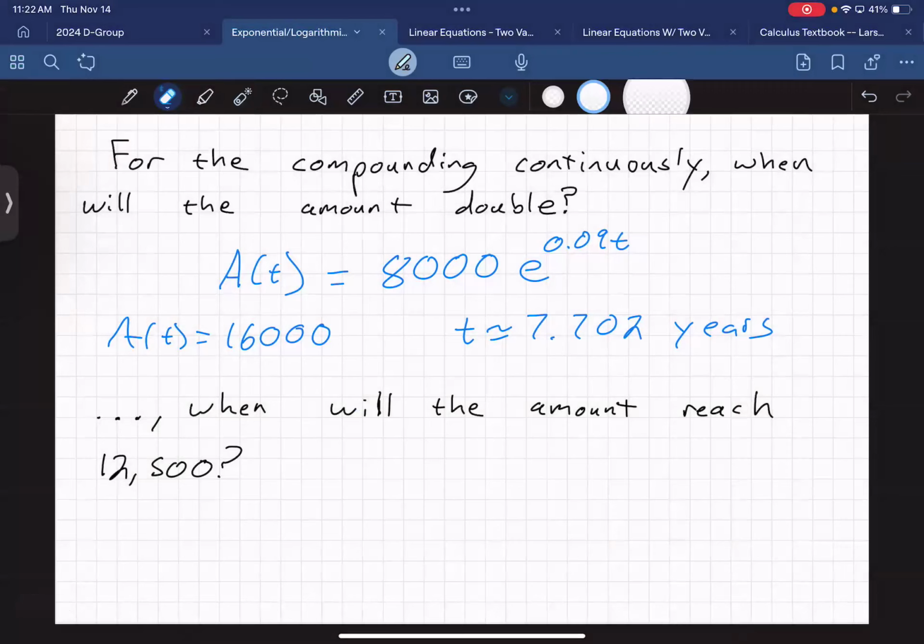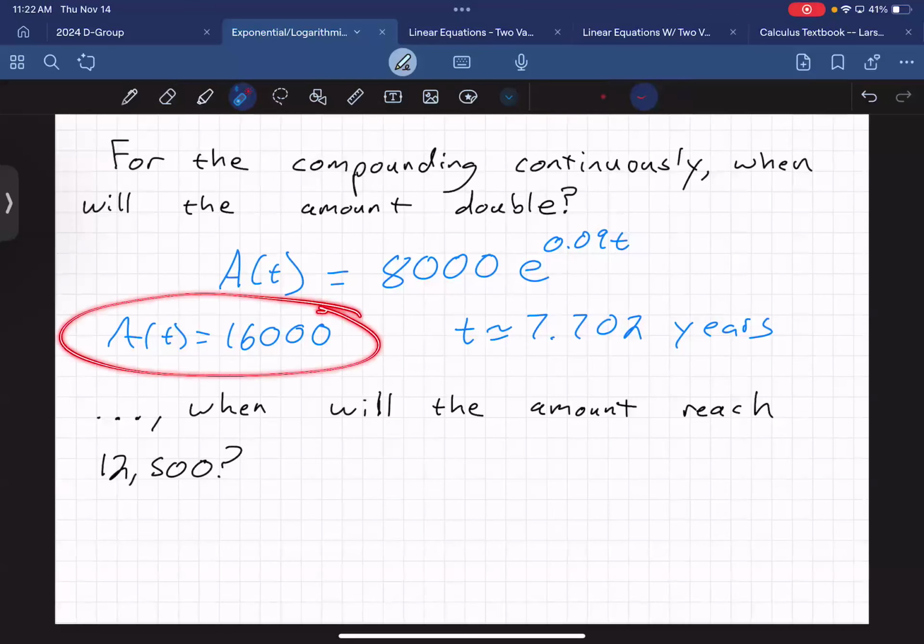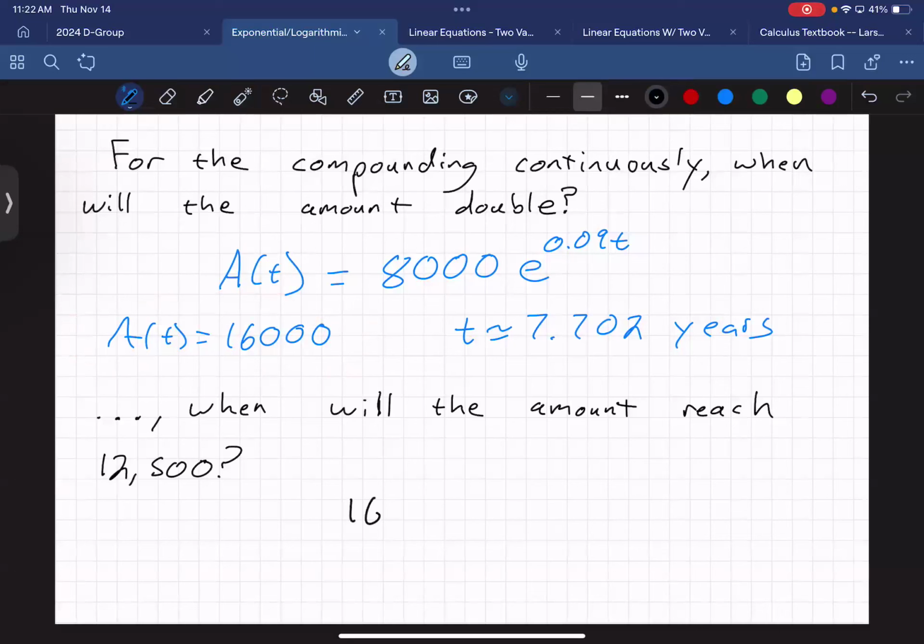Now, here's something that this builds towards. This is going to help set us up for what we need moving forward. Okay. So as you see here, I have a compounding continuously. My question is, when will the amount double? All right. When I put that amount doubling, what I'm saying is let A, the amount, equal 16,000, right? Now, if I write out the work, we'll have 16,000 equal to the 8,000, E to the 0.09 T.